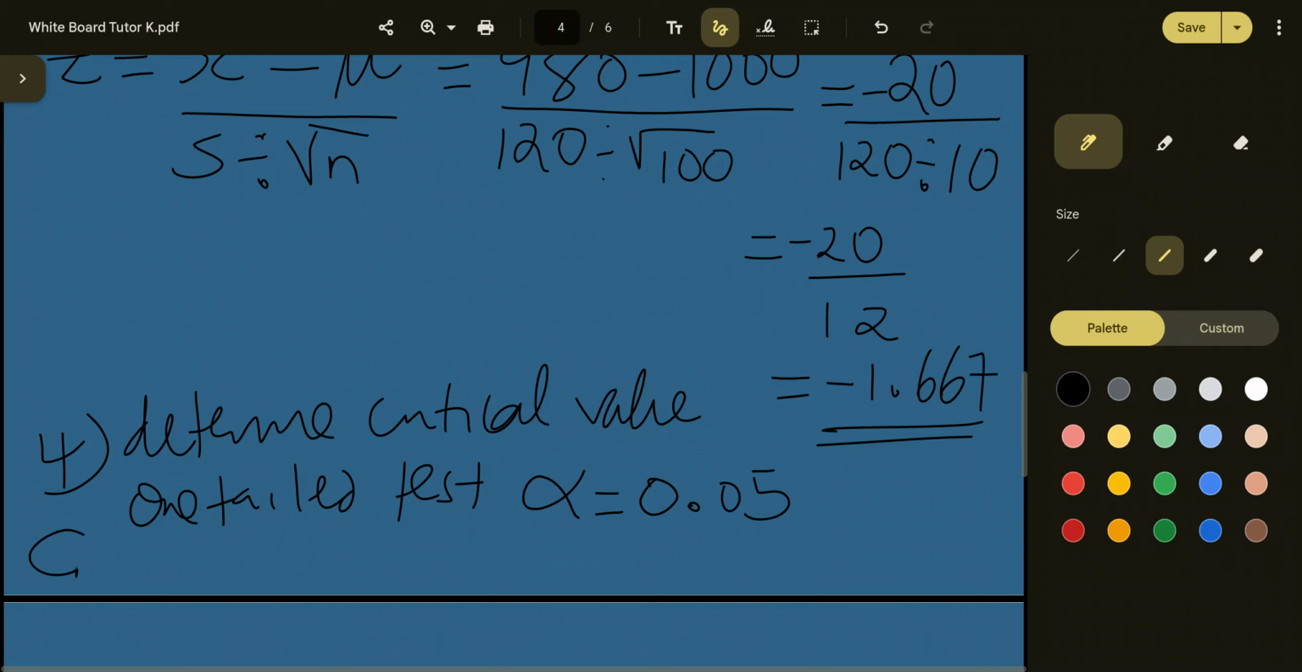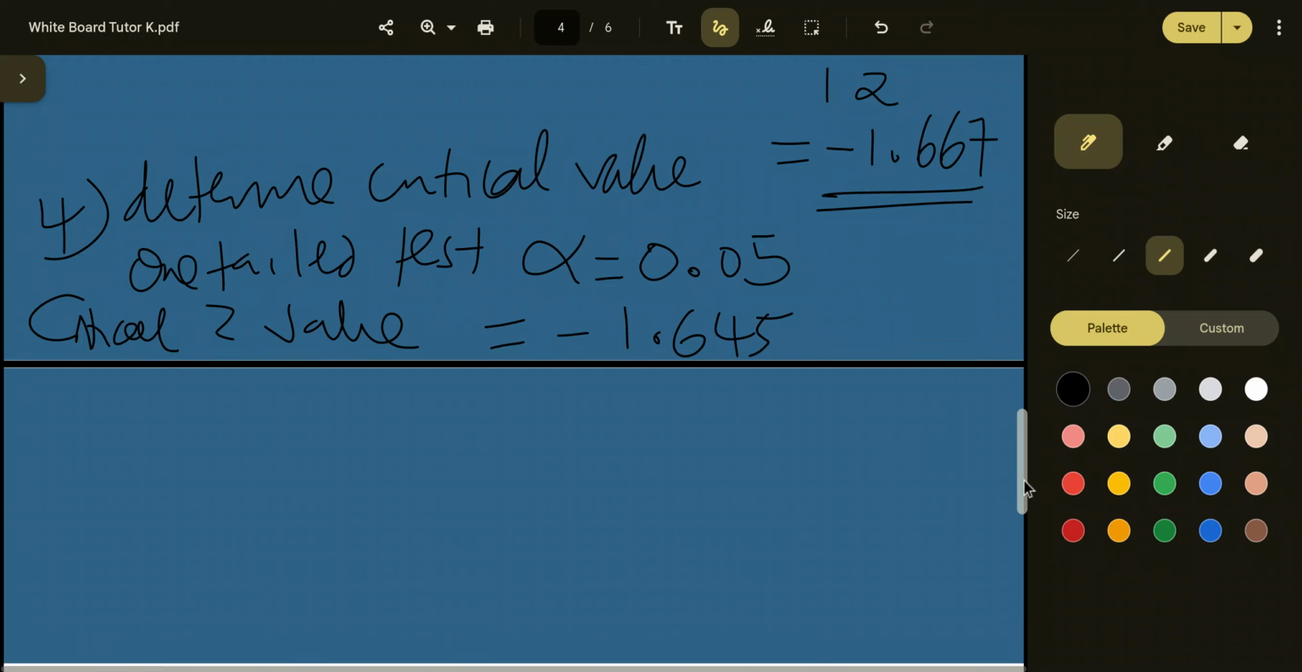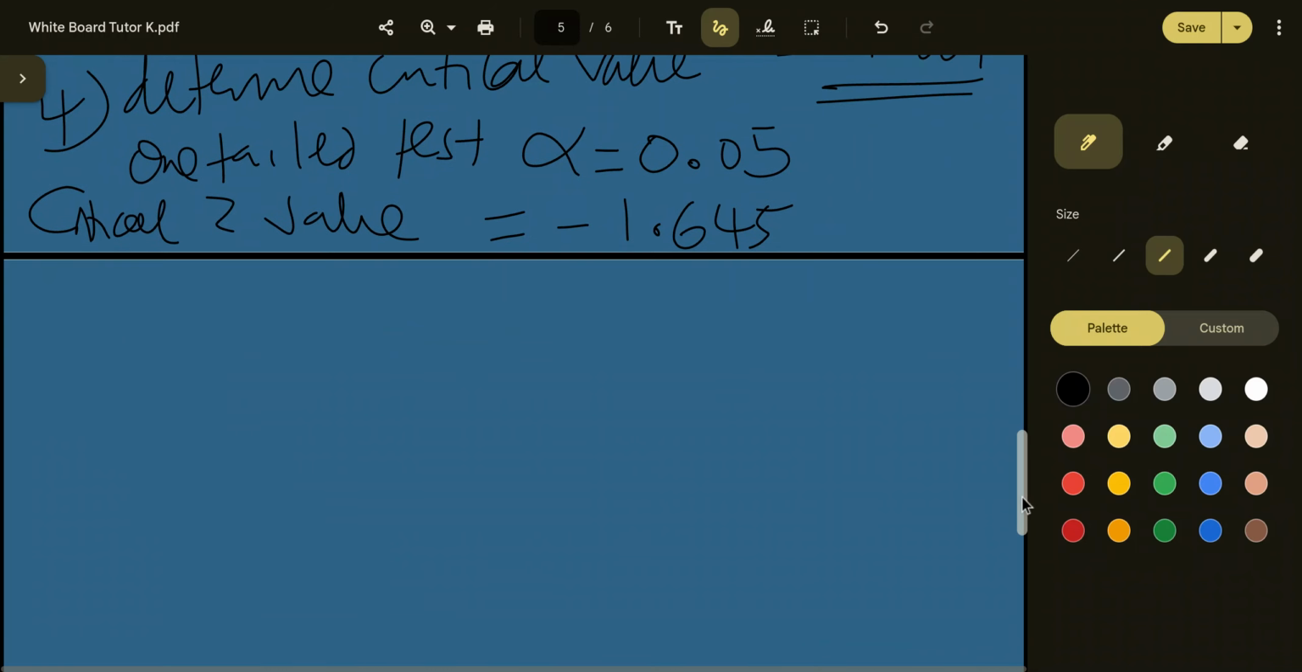So now the critical z value in this case is the value that is less than the same value, which is negative 1.645. I'm sure you can still recall the degrees of freedom and how you can find the critical values. That is what you have: negative 1.645.